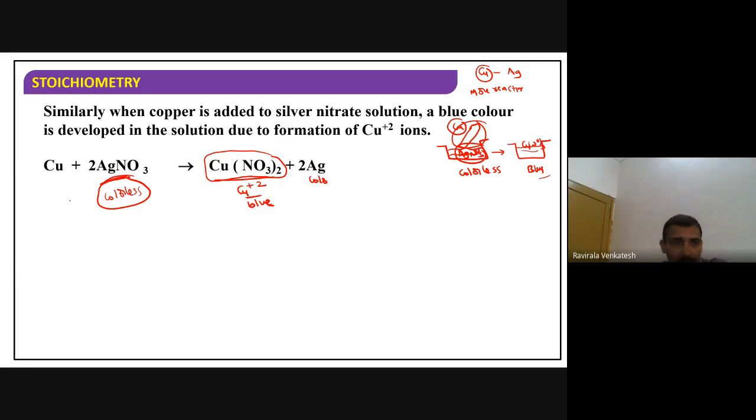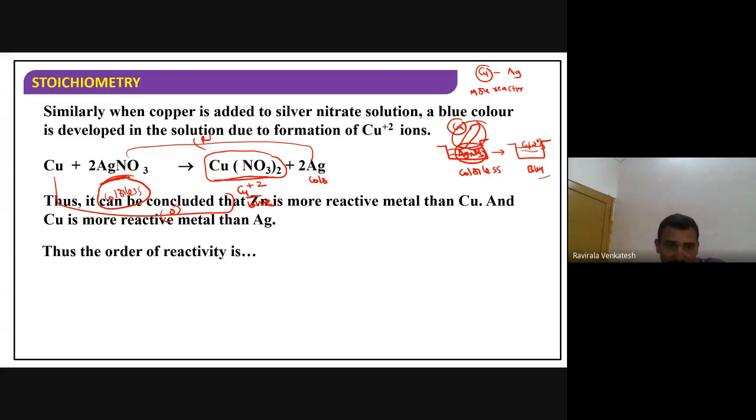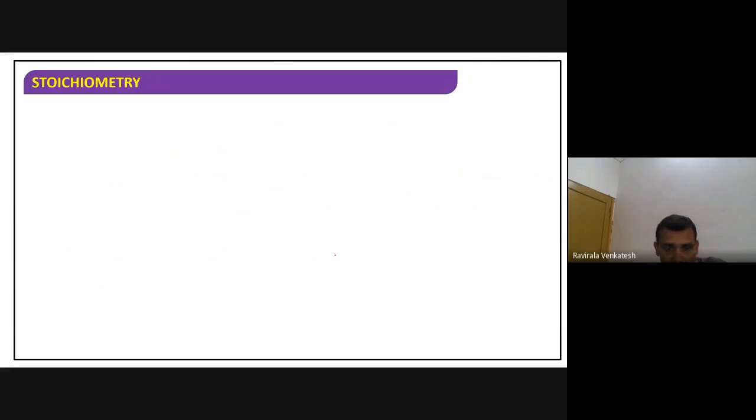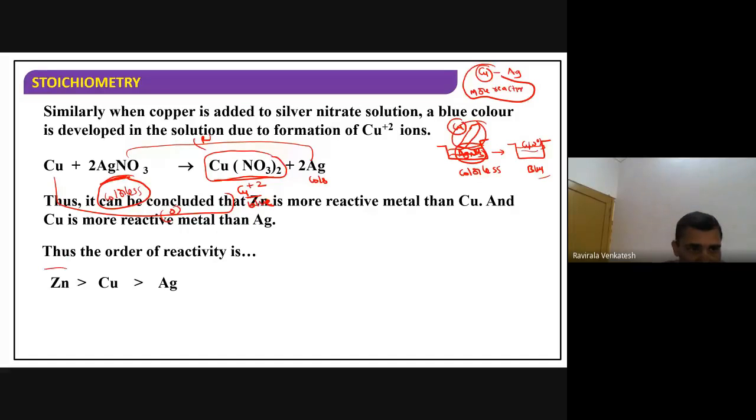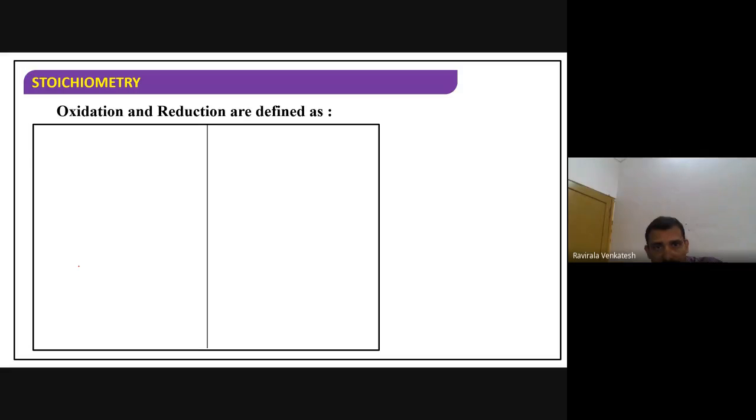What reaction is undergoing here? Oxidation. And this is reduction. We can give many examples based upon copper and silver. Which is more reactive? Copper is more reactive when you compare with silver. Understood? So based upon these three, we can write the reactivity order also: zinc is more reactive than copper, copper is more reactive than silver. Understood? Any doubts?